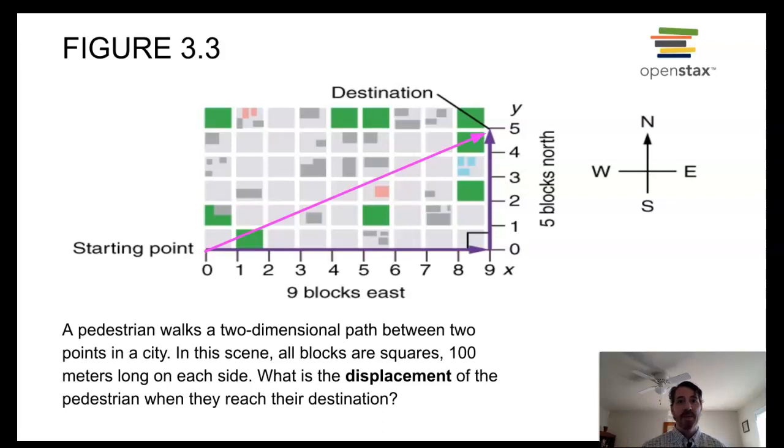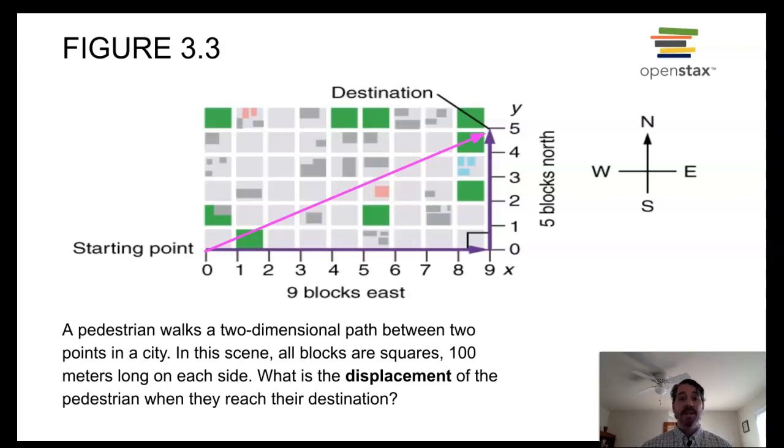So the way we would solve this is, first I would convert the 9 blocks. Each block, we are told, is 100 meters on a side. So I would convert this into a distance of 900 meters to the east and then 500 meters to the north. And the net displacement is that lighter purple or possibly pink colored vector that I've got on the screen right now. That is the hypotenuse of a right triangle.